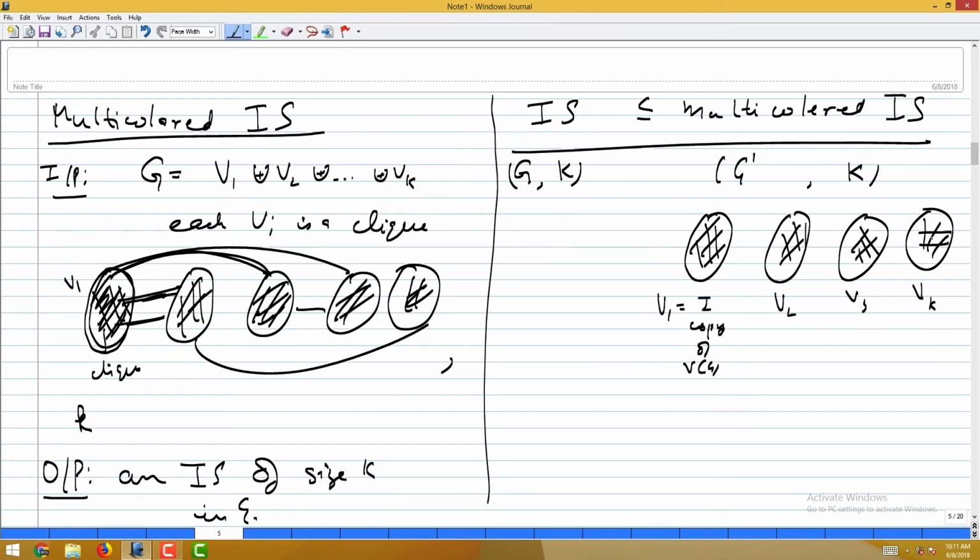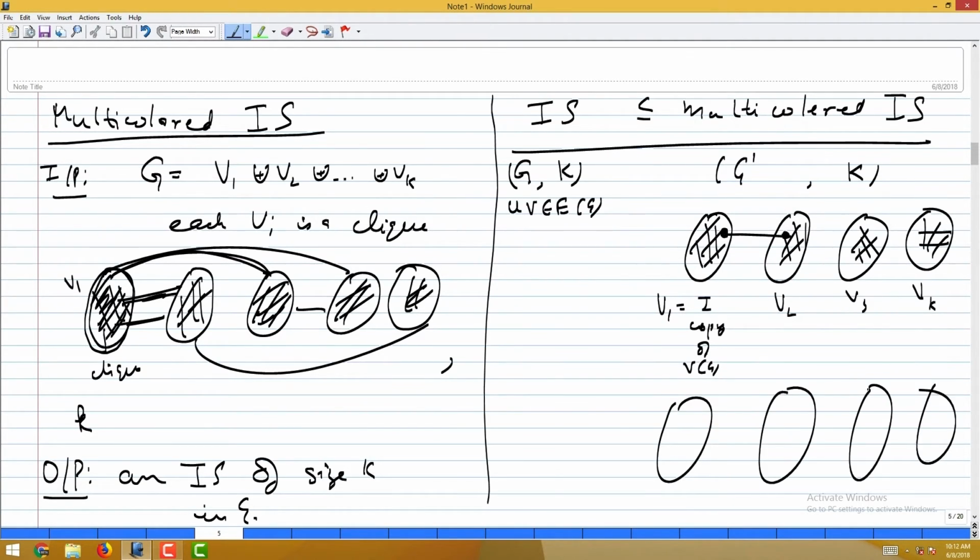Now how do you put the cross edges? That's the most crucial part. How do you put an edge between a vertex in this part and in this part? Suppose there was an edge uv in G. You look at the copy of u in the first part and the copy of v in the second part and put an edge. Let's say u1 is the copy in the first part, u2 is the copy in the second part, and so on. Similarly, v would have a copy in each part.